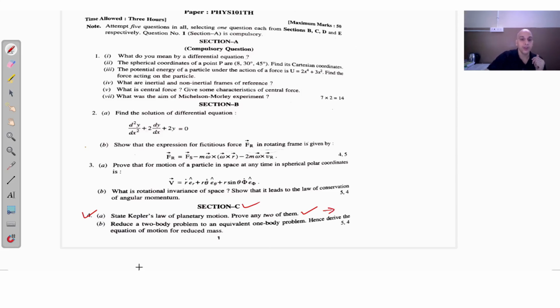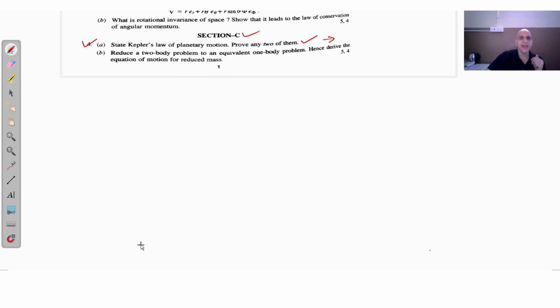Right. So as far as Kepler's laws of planetary motion are concerned, we know very well that these laws were given by Johannes Kepler in 1609, right? And these laws govern the motion of the planets around the sun. They actually describe the different properties of this motion or working of the solar system.